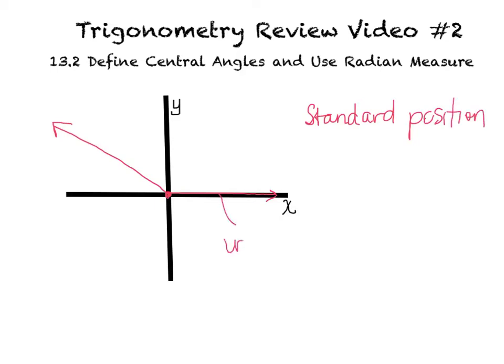This is called the initial side, and this is called the terminal side. And again, the vertex must be the origin, and the initial side must be laying on the x-axis. We also know the measurement of degrees as we go around. This would be 0, this would be 90 up here.